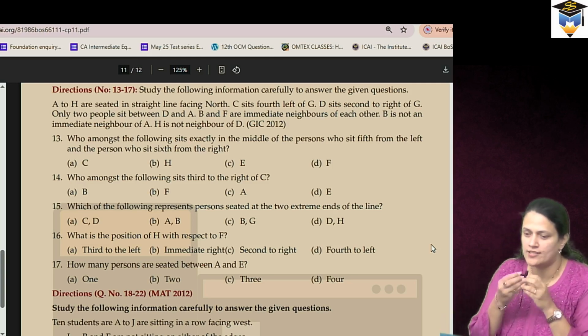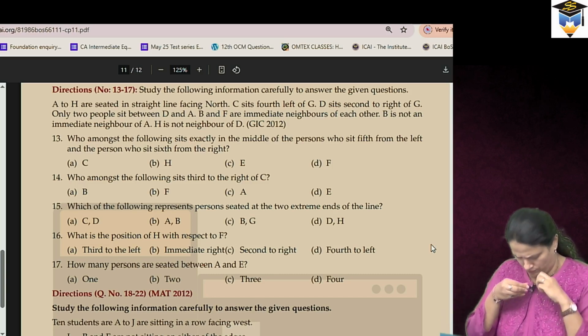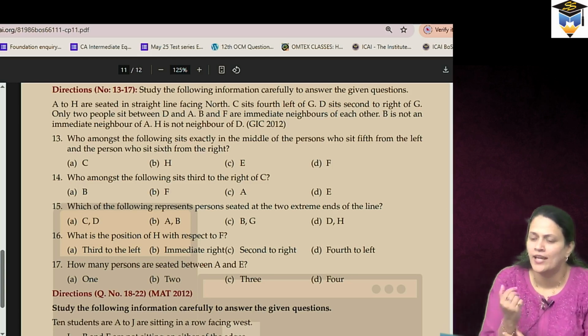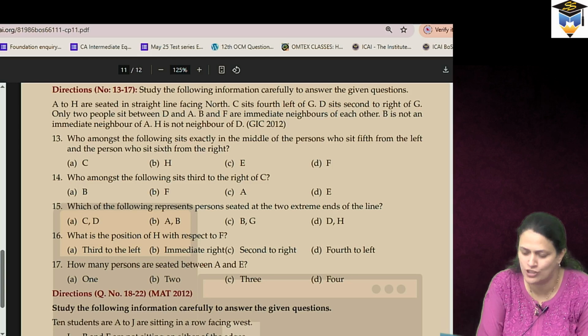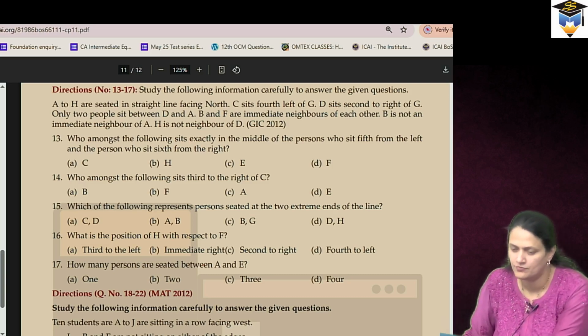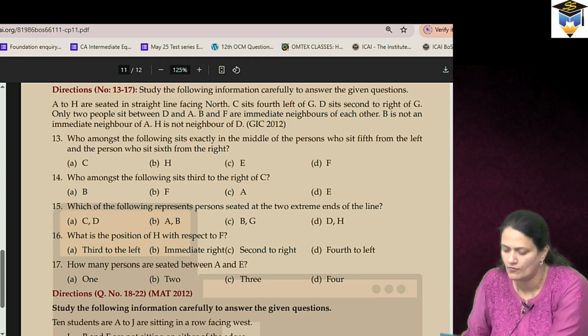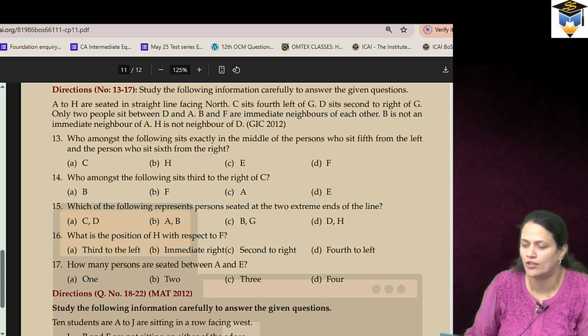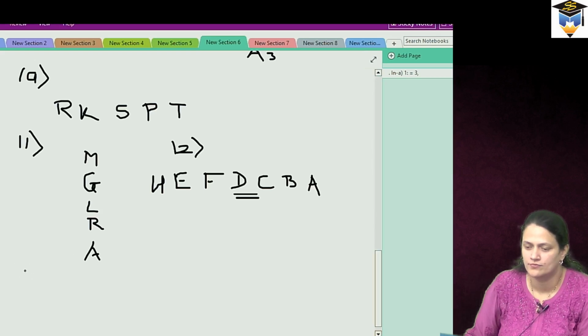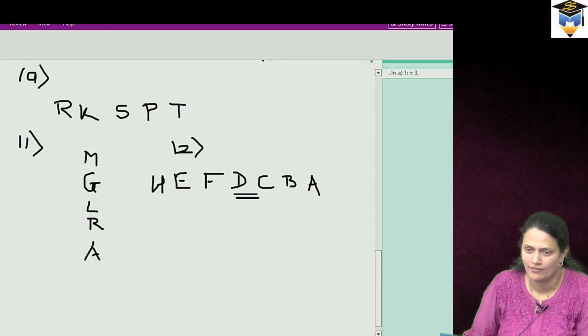Okay, so let us discuss the 13th one. A to H are seated in a straight line facing north. C sits fourth left of G. So can anybody tell me what they have done, how they have placed the people? Who is sitting first? A to H, or all facing north? 13th one. Wait, now I'll just erase this part.